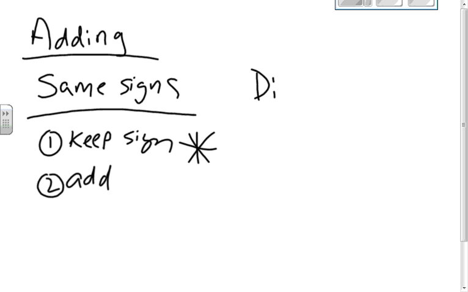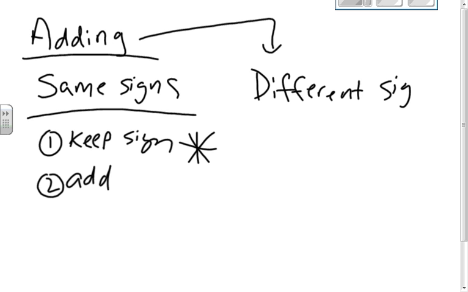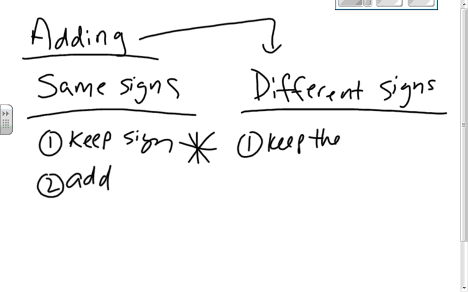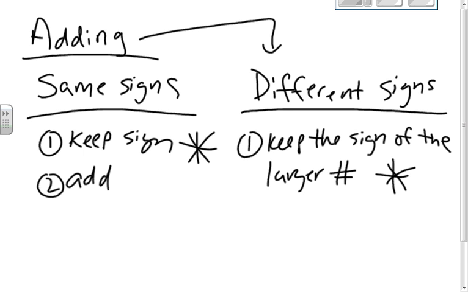When there are different signs, and again, this is for adding, when you're adding two numbers that have different signs, so if you're adding a positive and a negative number, keep the sign of the larger number and write it down right away. So if you know your answer is going to be negative, throw a negative sign on your page where you're going to write your answer.